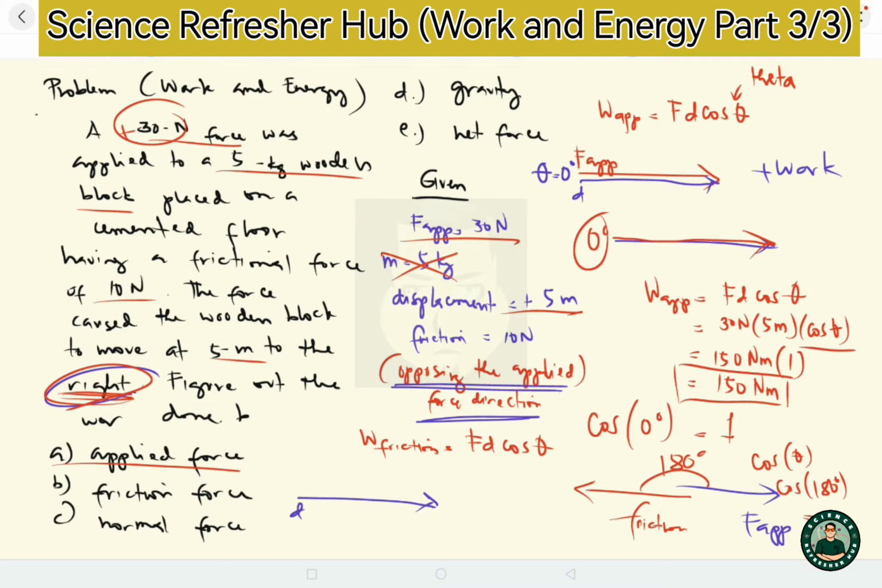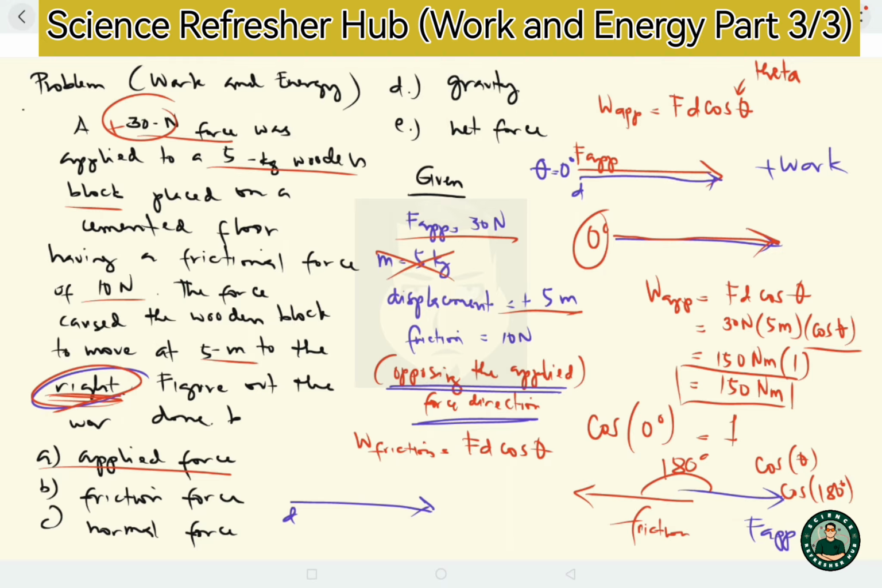The answer will be 1. Okay, so cosine 180 is equivalent to negative 1. Because we have 180 degrees formed, the displacement due to the applied force is going in this direction, and our friction is in that direction. So in that case, we form 180 degrees. Put that in your calculator, cosine 180 degrees, and it will give you negative 1.